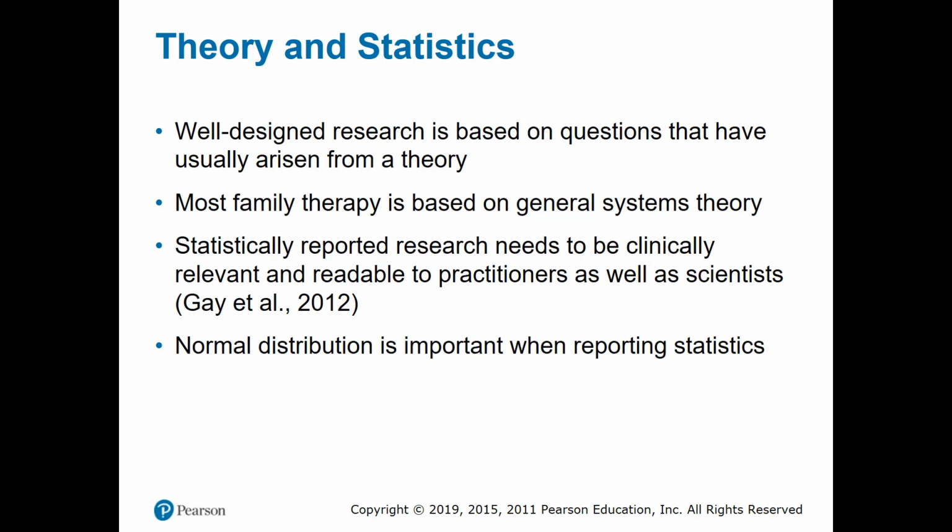Theory and statistics. Well-designed research is based on questions that have usually arisen from a theory and oftentimes established theories. Most family therapy is based on general systems theory. Statistically reported research needs to be clinically relevant and readable to practitioners as well as scientists. So if researchers are out here collecting data, but there's no way to apply it, or for practitioners to apply it, it's almost useless in a lot of ways. So there needs to be communication that's helpful and effective for clinicians and scientists. So normal distribution is important when reporting statistics.